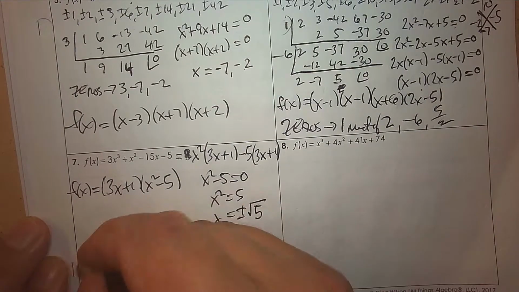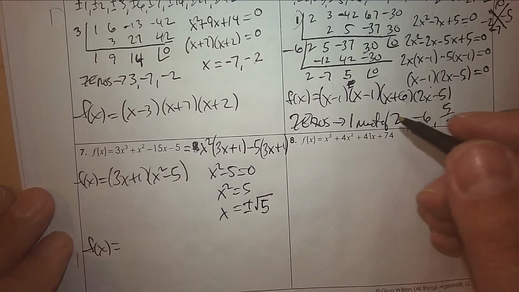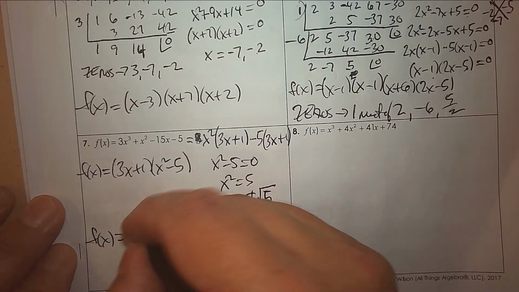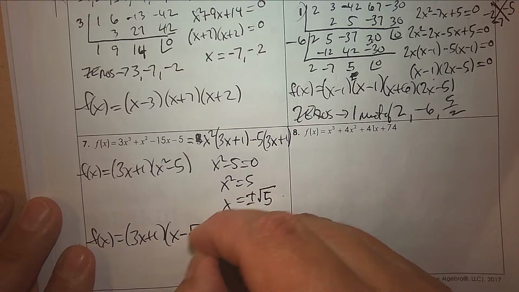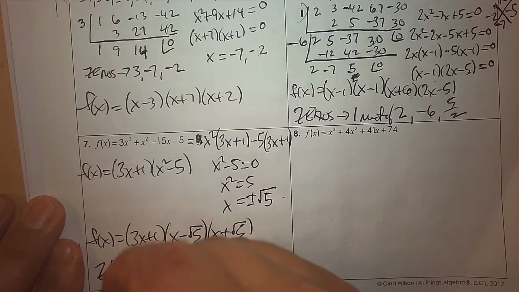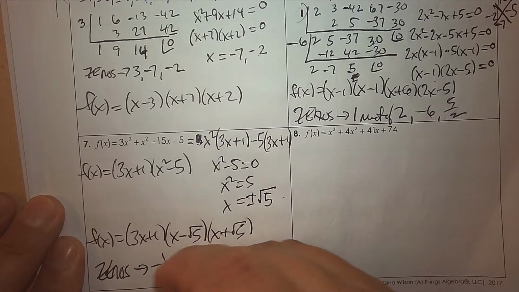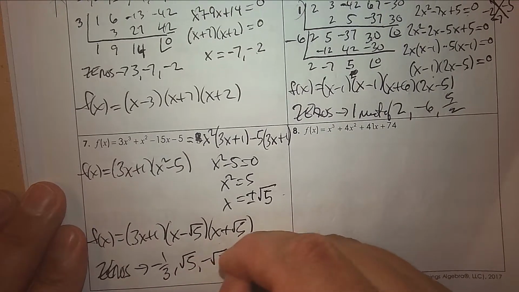So I can write down the factors now. So the complete linear factorization, we have 3x plus 1, and then we have x subtract root 5 and x plus root 5, and then the zeros are negative 1/3, positive root 5, and negative root 5.